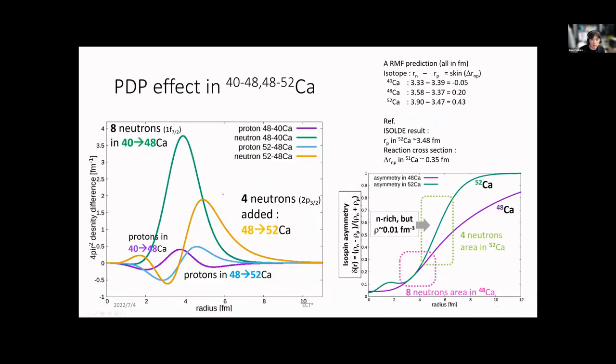If we see the density difference between the isotopes, the green is the case of calcium-40 and 48, which is 8 excess neutrons. But in the case of 48 to 52, we can see the 4 excess neutrons in the very outer regions. This region corresponds to this region in the isospin asymmetry distribution, a very neutron-rich system, where the isospin asymmetry is more than 0.5. So we want to see this region by density measurement.